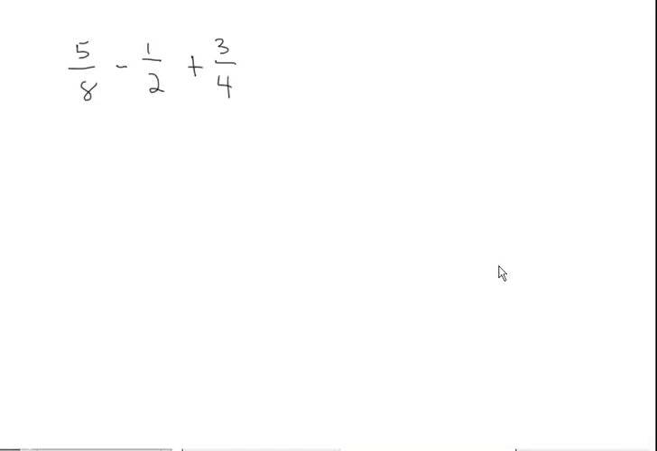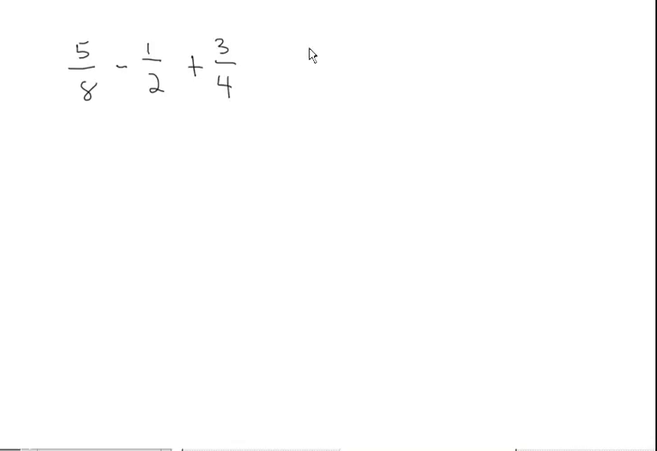In this example, we're going to see how we can add and subtract fractions. In this example, we have 5 over 8 minus 1 over 2 plus 3 over 4. We observe that there is no multiplication and no division, only addition and subtraction. And we can work from left to right, but we first have to change all the denominators to the common denominator. If you can see that the common denominator is 8, you can go and change that straight away.